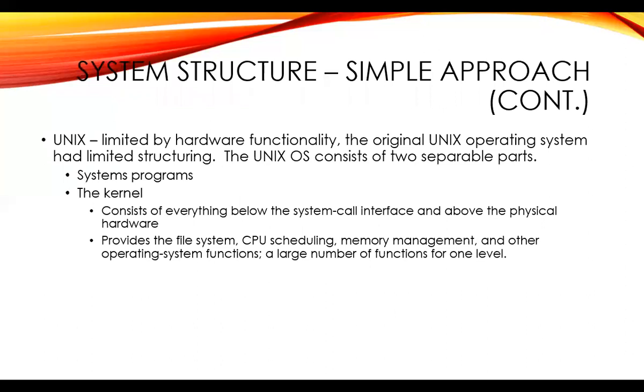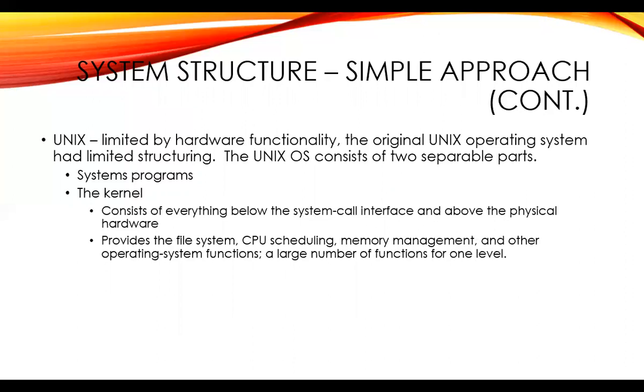System structure continues here. UNIX, limited by hardware functionality. The original UNIX operating system had only a limited structure. The UNIX OS consists of two separate parts: the system programs and the kernel. The kernel consists of everything below the system call interface and above the physical hardware. It provides the file system, CPU scheduling, memory management, and other operating system functions. That is a large number of functions for one level.